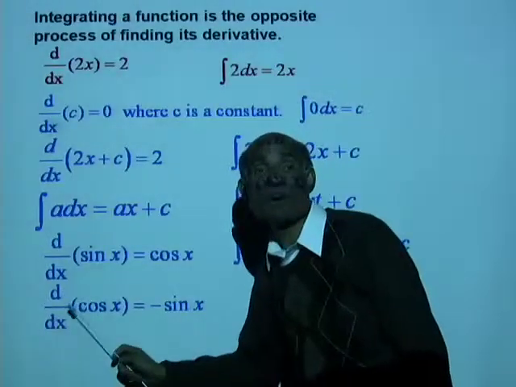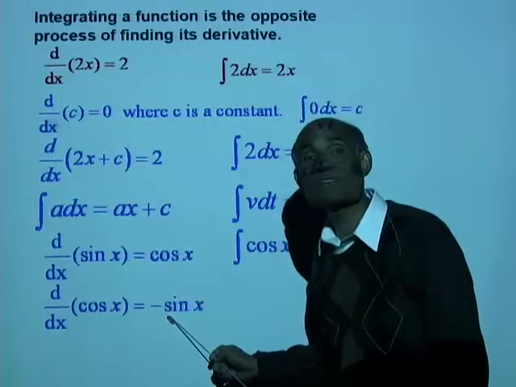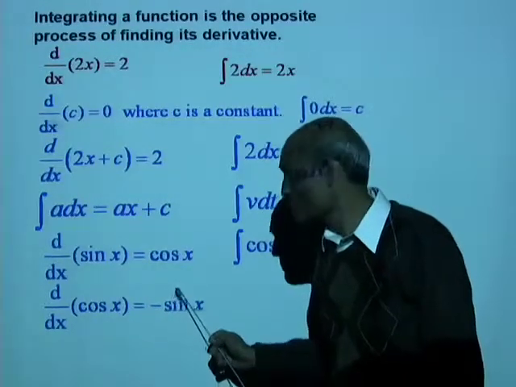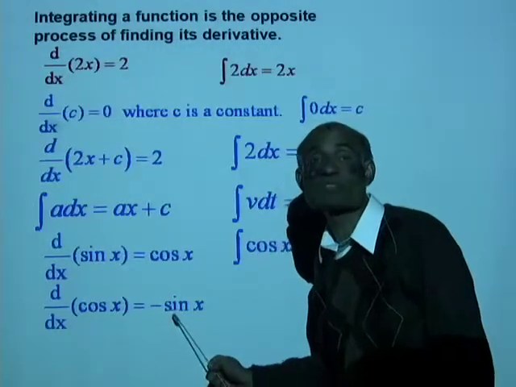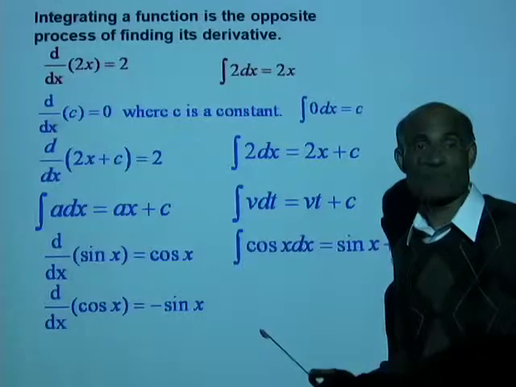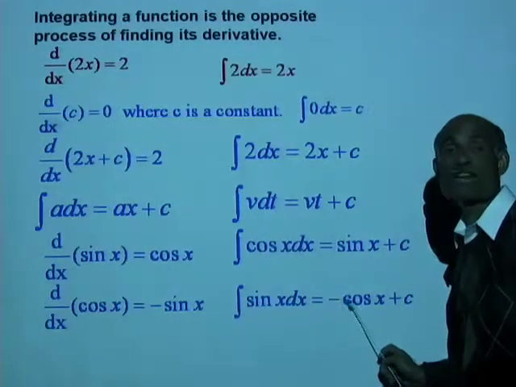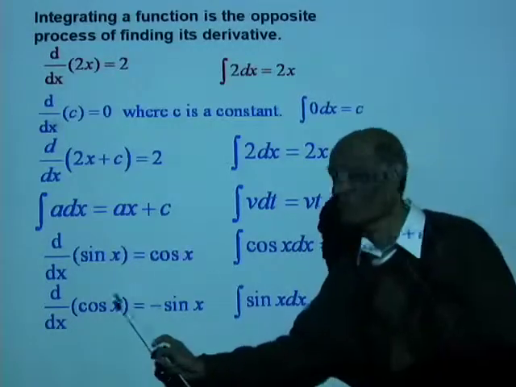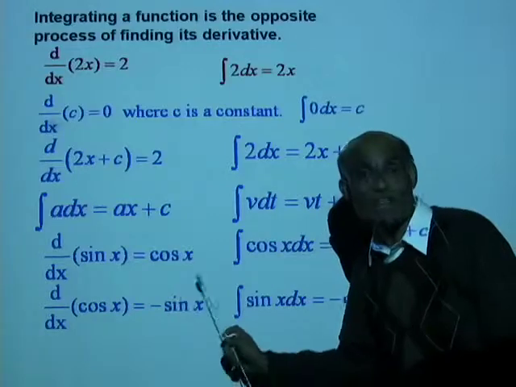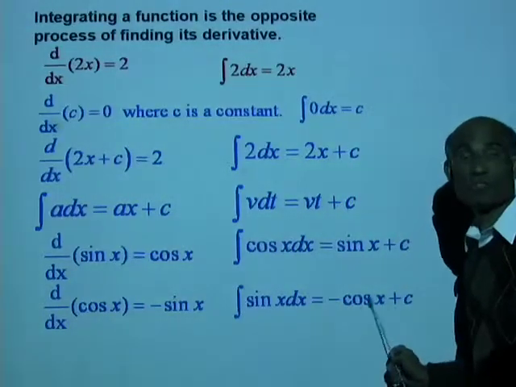The derivative of cos x with respect to x is negative sine x. Is that right? And therefore tell me, if you integrate sine x with respect to x, what will be the result? Well, integral of sine x dx is negative cos x plus c. Because the derivative of cos x is negative sine x, the integral of sine x will be negative cos x plus c.